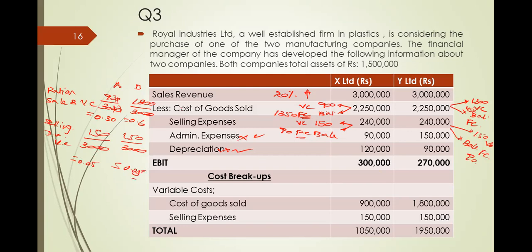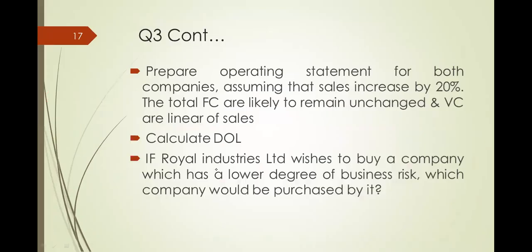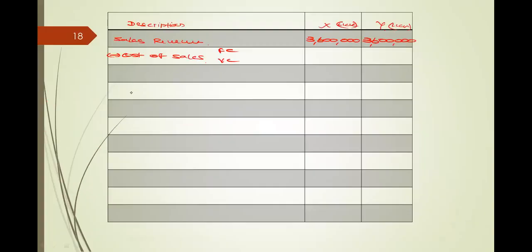Please tell me the answers. Okay. Now cost of goods sold, fixed cost we identified. Tell me the answer. This one for X. Fixed cost for X 1,350.